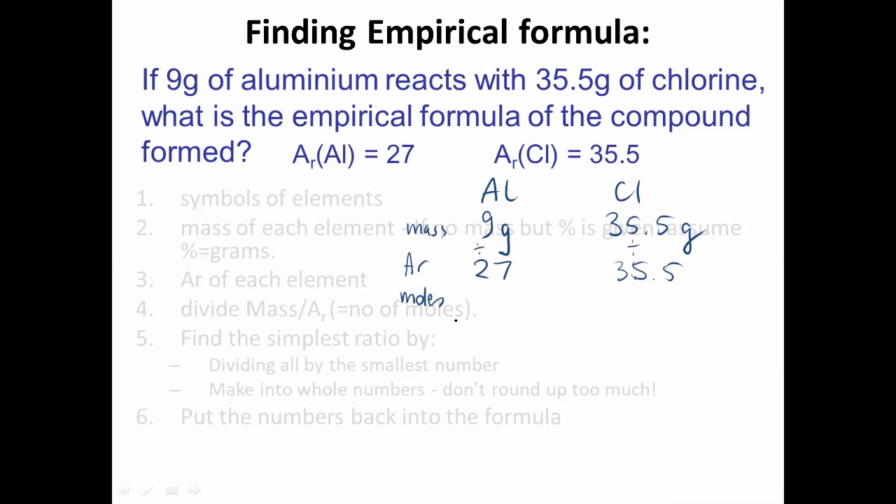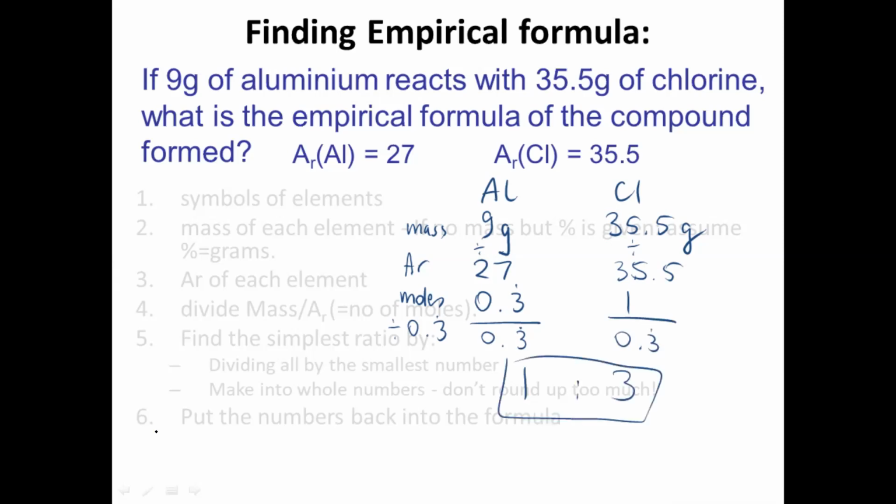So 9 divided by 27 is going to give you 0.3 recurring, and then the Cl is going to give you 35.5 divided by 35.5, which is 1. Now, you can find the simplest ratio by dividing by the smallest number. So I'm going to divide by 0.3 because it's the smaller of the two numbers. 0.3 divided by 0.3 will give me 1. 1 divided by 0.3 recurring will give me 3. So my ratio is 1 to 3.